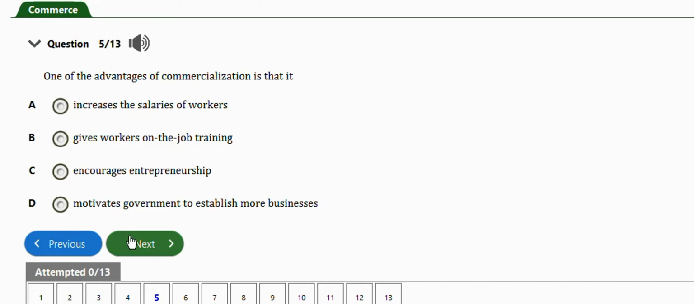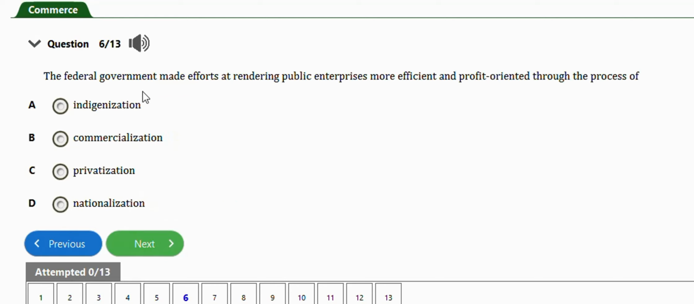Okay, next question. It says the federal government made efforts at rendering public enterprises more efficient and profit oriented through the process of: indigenization, commercialization, privatization, nationalization. So guys, the right answer to this question is that the federal government made efforts at rendering public enterprises more efficient and profit oriented through the process of commercialization, option B.